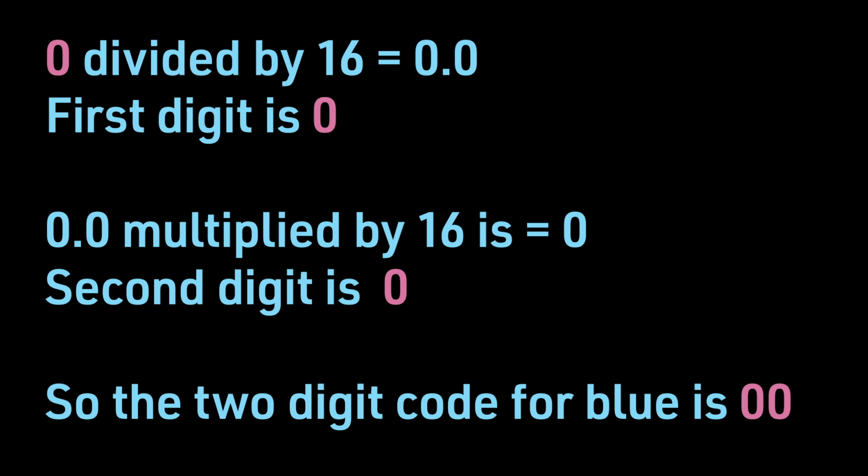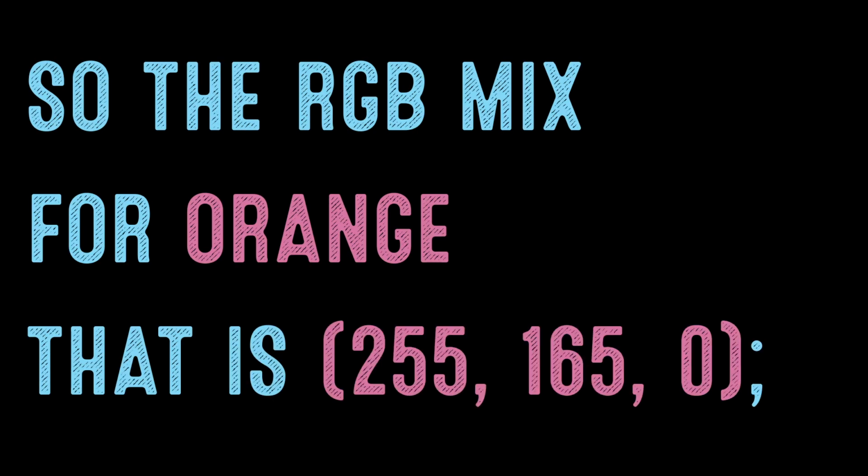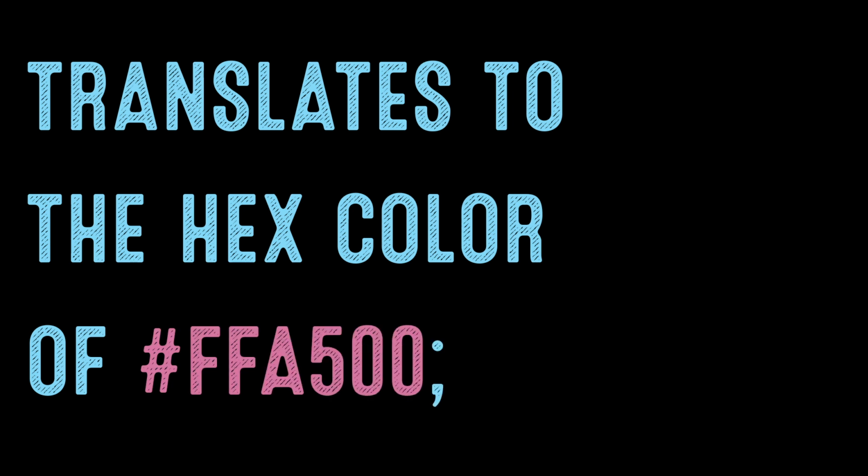The blue color, represented by 0, would mean if we take 0 and divide it by 16, we get 0.0. The first digit is 0. And then 0 multiplied by 16 is also 0. So the second digit is 0. So the RGB mix for orange, that is 255, 165, 0, translates to the hex color of hashtag FFA500.